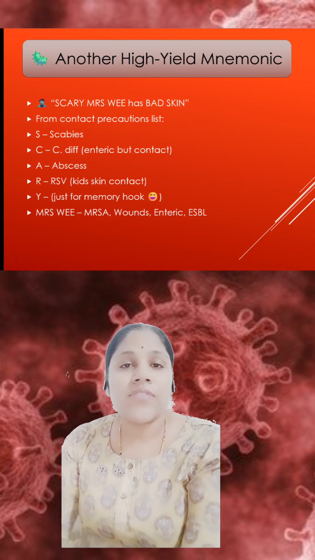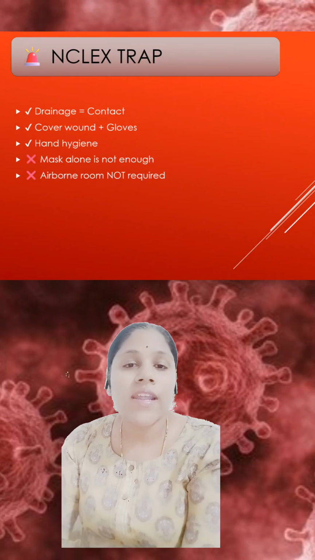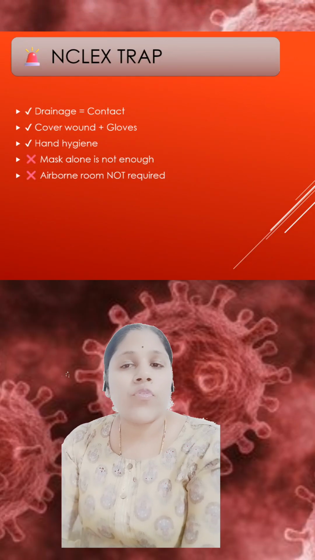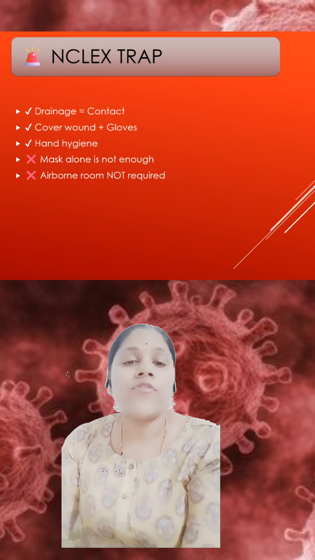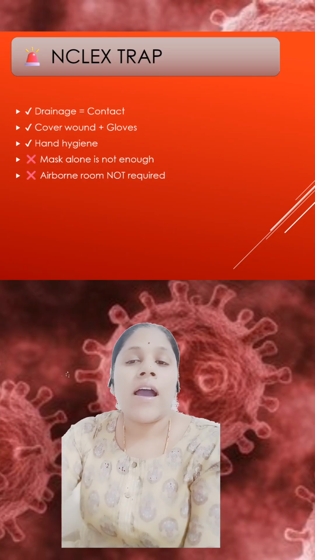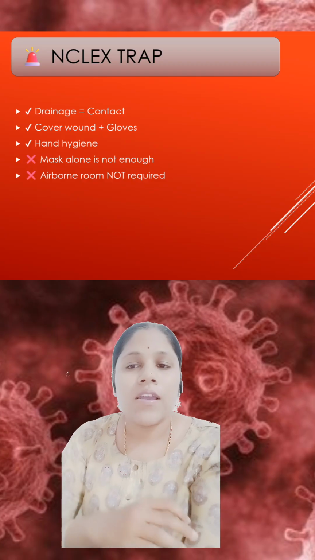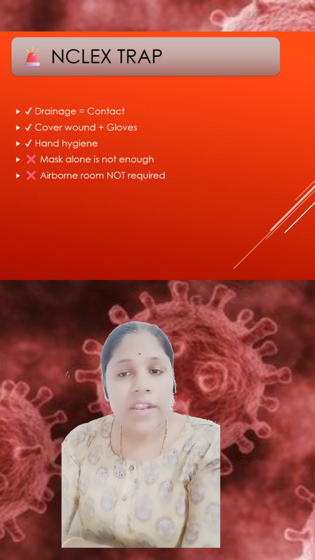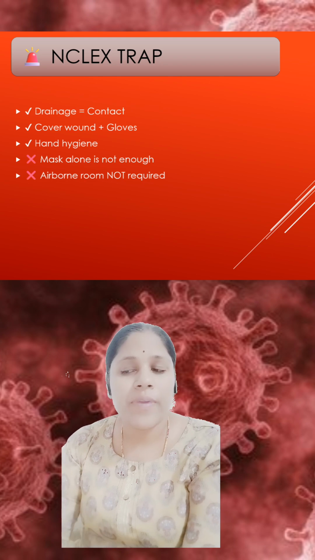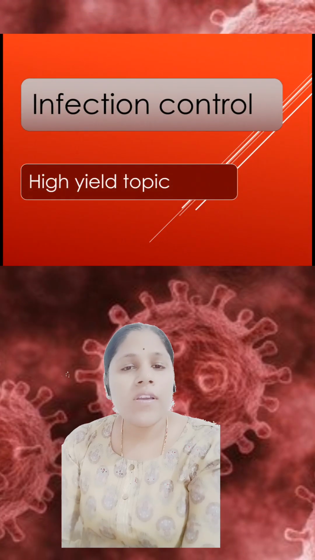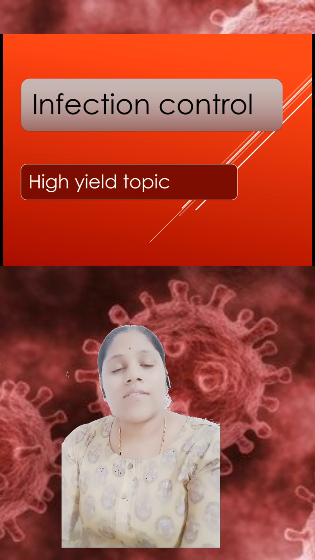The NCLEX trap is, if it is draining, then it is contact. We have to opt for a covered wound. We have to use gloves and we have to practice hand hygiene, and a mask alone is not enough, and an airborne room is not required in such patients. So this is all about the topic of infection control, how we have to follow these steps when we are caring for patients.